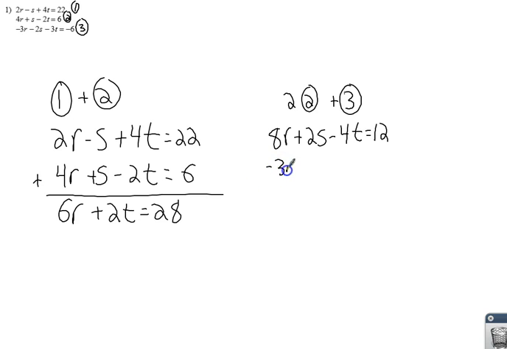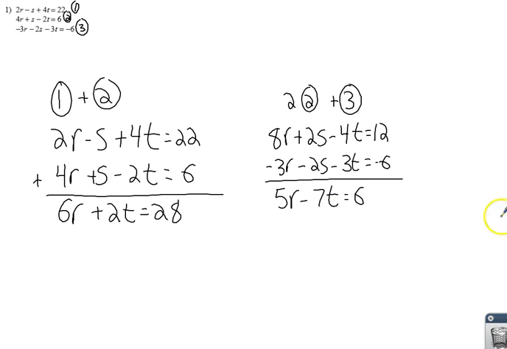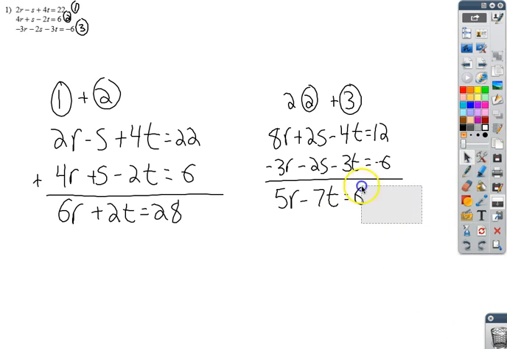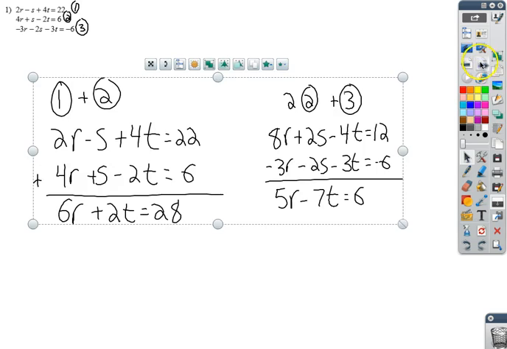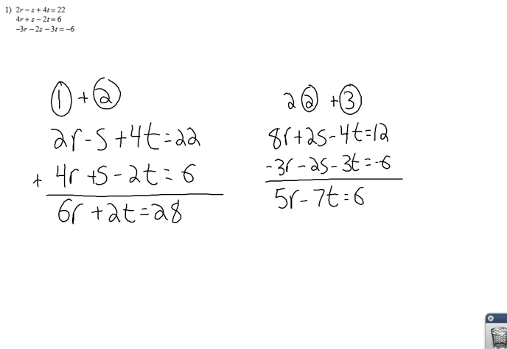Now, I add it with this equation right here. I get 5r, the s's go away, I get -7t equals 6. Alright. Let's steal and borrow these, shall we? Alright. Now going on, I've got two equations. And I've got two variables. I've gotten rid of the s's, I'm left with r's and t's.